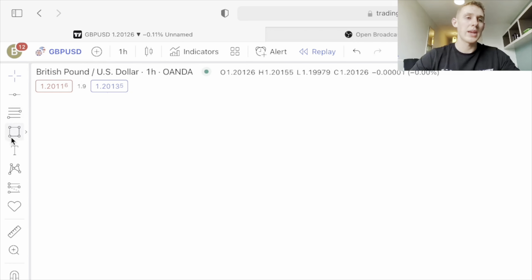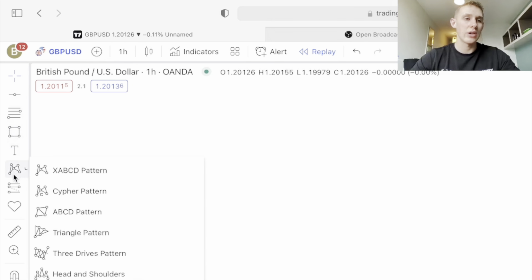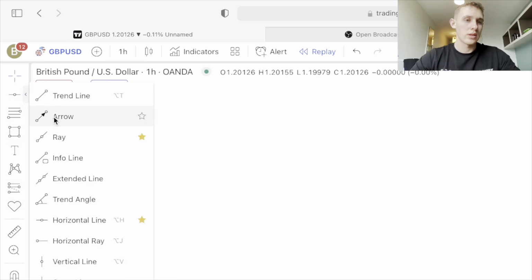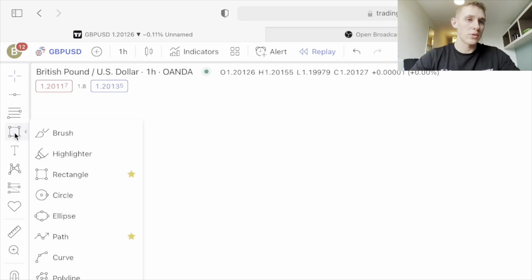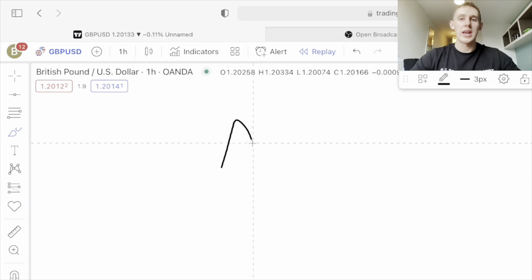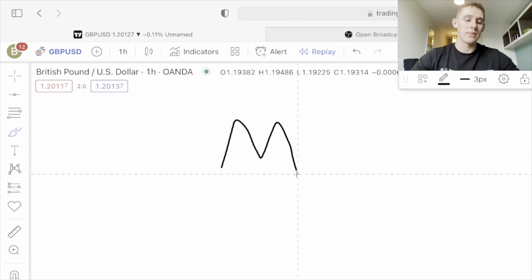Number 1 is when we have equal highs and lows. So if I get the tool up, equal highs is quite an obvious one. Every trader probably knows it. It's a double top, or if you're looking at equal lows, it's a double bottom.